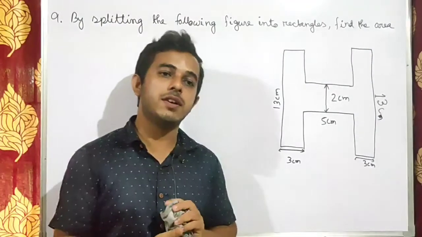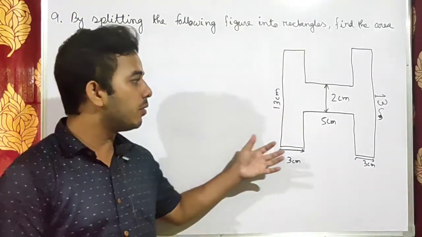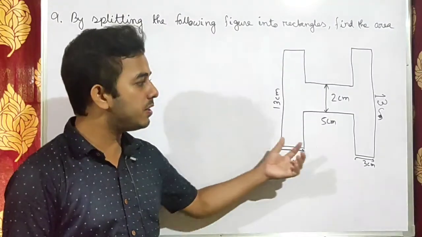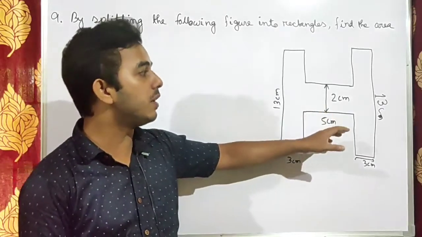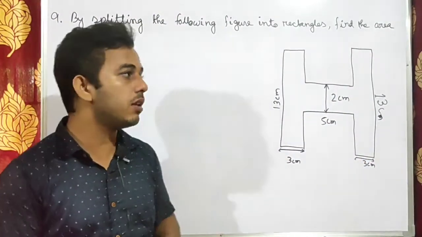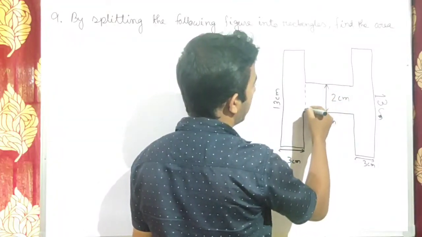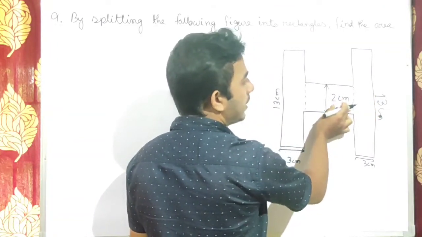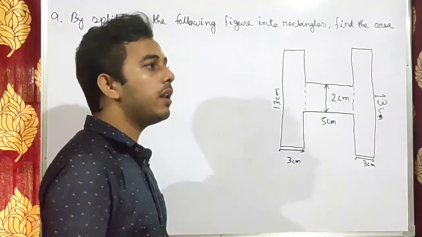Okay, so here is our first question of today's class. The question is, by splitting the following figure, that is, we have to segment it or cut it into pieces, we have to find the area. Because if we split this figure through its corners, we can form three rectangles. If we cut here, it will form one rectangle, and if we cut again here, this will be another rectangle and this will be another rectangle. So in total how many rectangles will we get? We will get three rectangles.